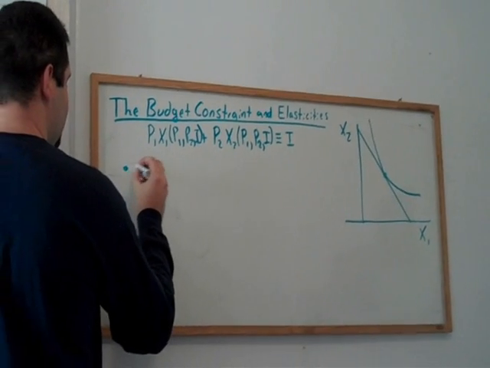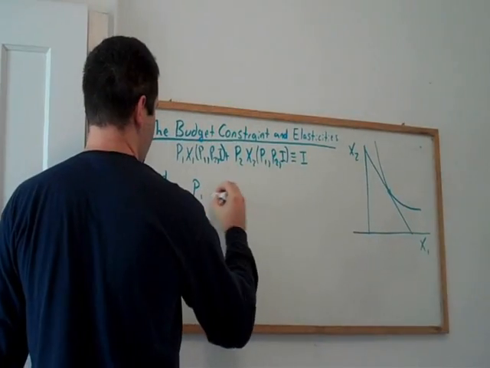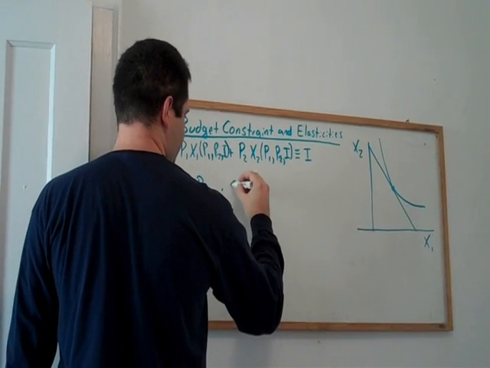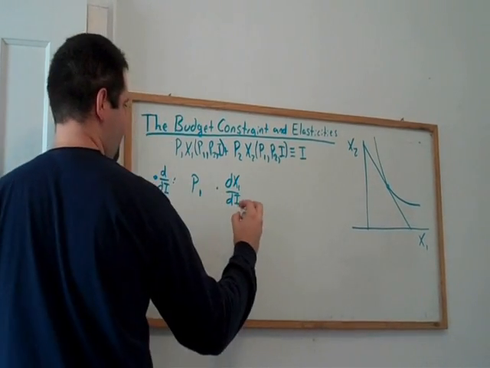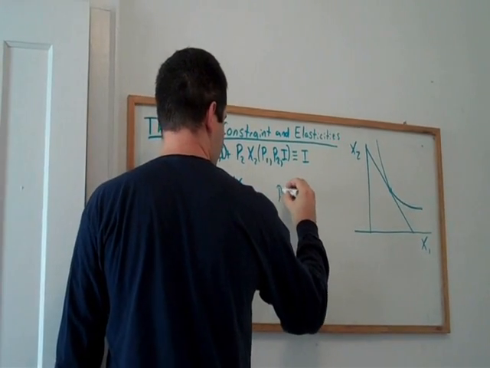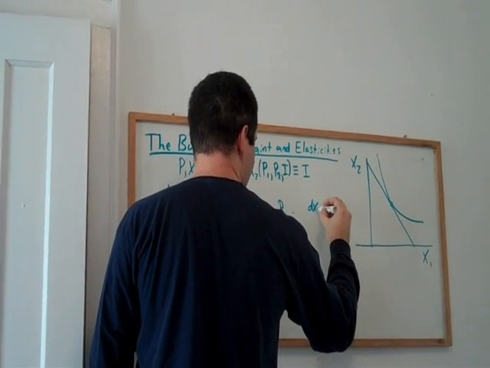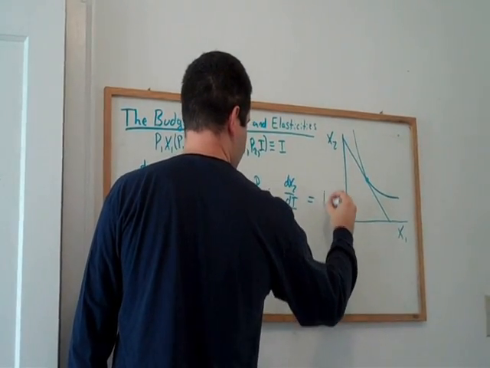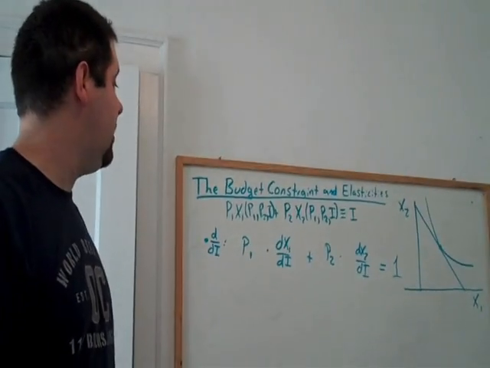So first of all, let's just take the derivative of both sides with respect to income. P1 times, I'm going to leave some space in here, dx1 di. Then we get plus P2 times dx2 di, and that equals 1, just taking the derivative of both sides with respect to income.